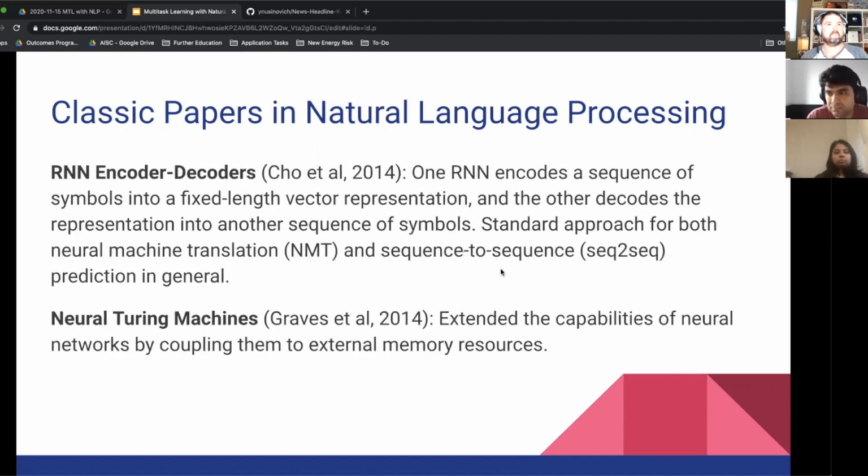Next, we have RNN encoder-decoders from 2014. One RNN encodes a sequence of symbols into a fixed-length vector representation, and then the other decodes the representation into another sequence of symbols. It became the standard approach for neural machine translation and other types of sequence-to-sequence prediction. Then there was Neural Turing Machines from 2014, which extended the capabilities of neural networks by coupling them to external memory. Both of these papers are still relevant, and one could cover them for ACE.